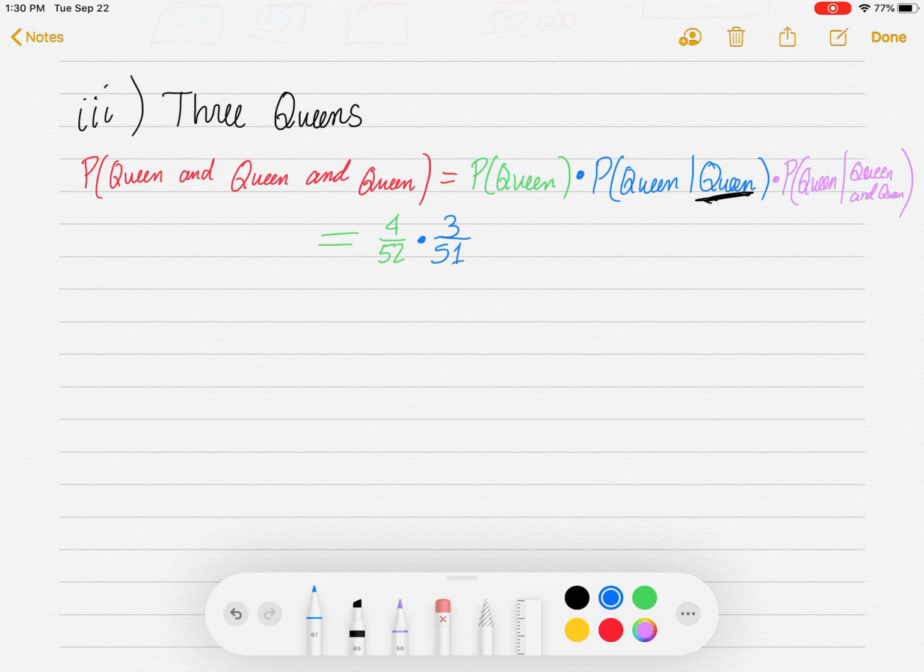All right, so now we're going to do that purplish color. What's the probability of getting a queen after you got a queen and a queen already?